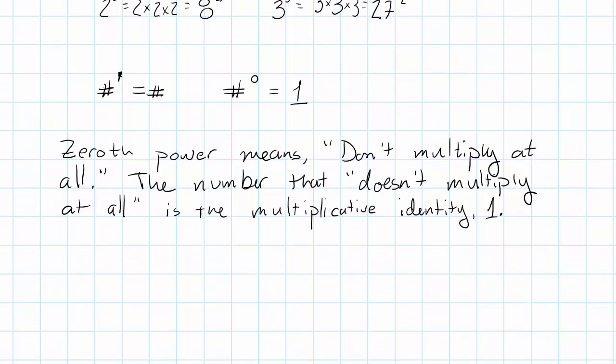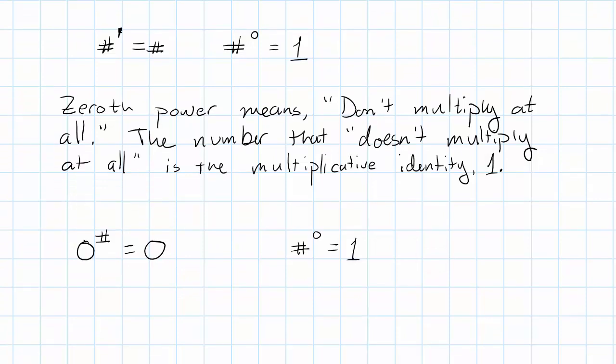One important thing to be aware of here. We have one rule that says 0 to any power ought to be 0. We have another rule that says any number to the 0th power ought to be 1. What should 0 to the 0 be? It isn't. 0 to the 0 is undefined.